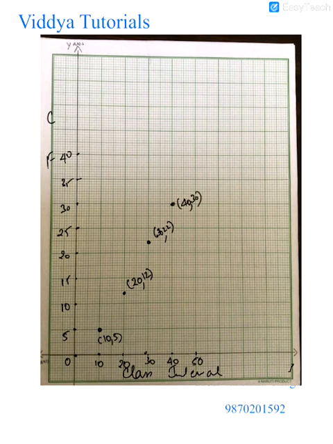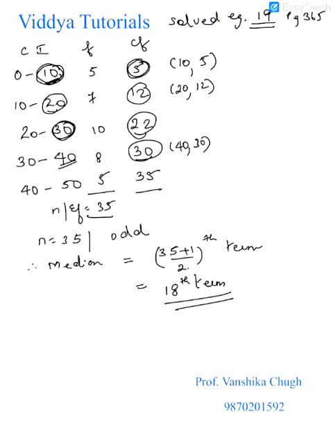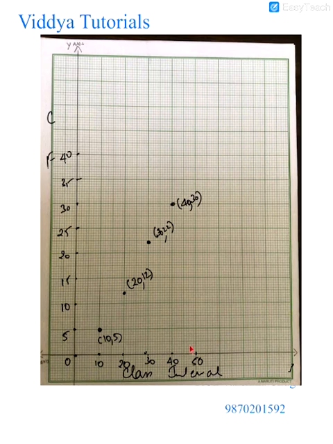40 comma 30. And my final class limit is 40 to 50. So the upper limit is 50 and the CF is 35. So I have to plot 50 comma 35. I start from the x-axis, look out for 50, and on the y-axis I look out for 35. This is my final point.